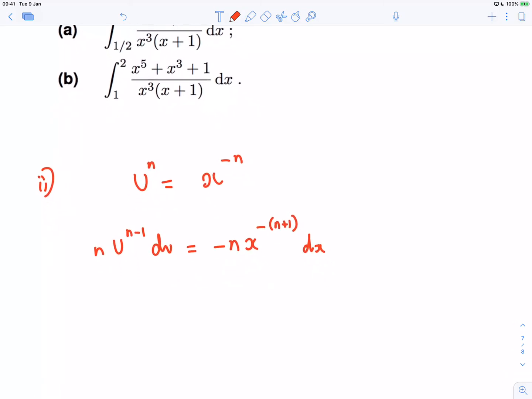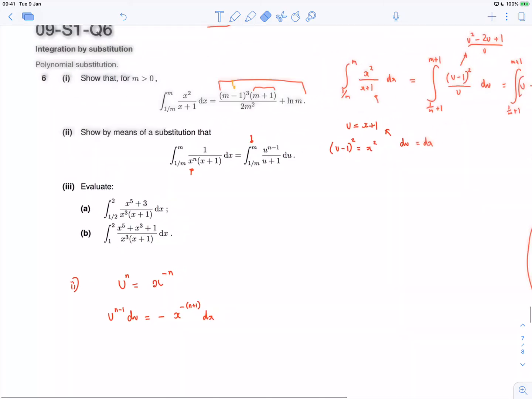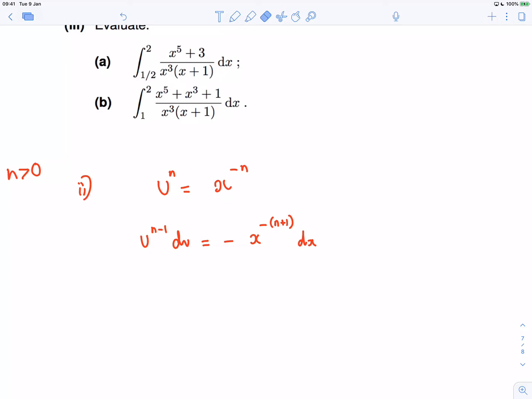Okay, this is nice because then I can divide by n both sides, assuming that n's positive, and it is, so we're allowed to do that. No, it's not. Well, let's assume that n is positive. And then I can divide by minus 1 to get the following. So x to the minus n plus 1 dx is that.